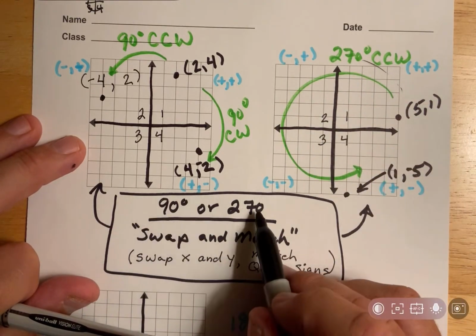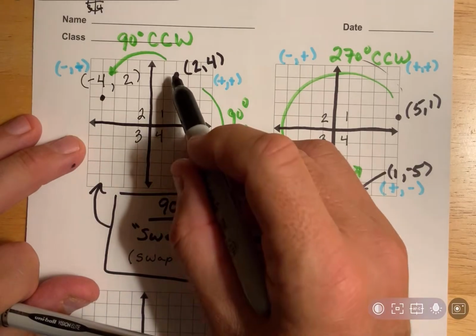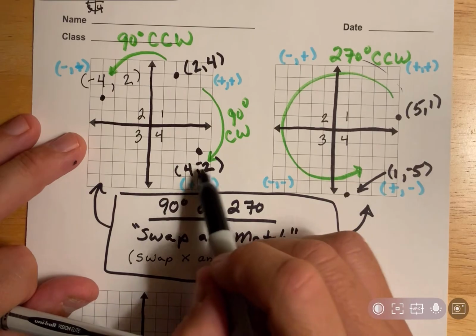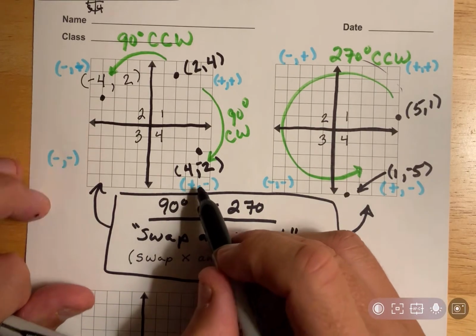So whether you go 90 or 270, you're going to end up 1 quadrant away from where you start, and all you're going to do is swap the order of the x and y around, but just make sure the 2 numbers that you end up writing down match the signs of the quadrant that you're in.